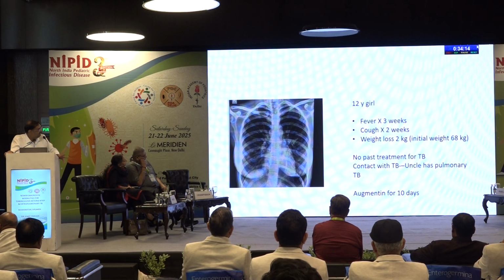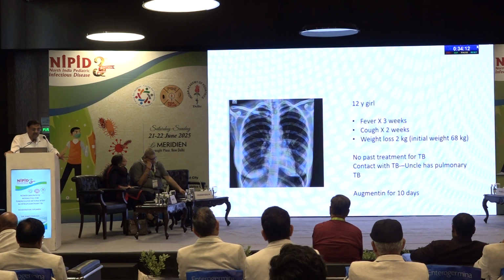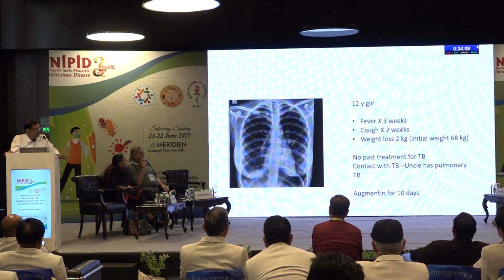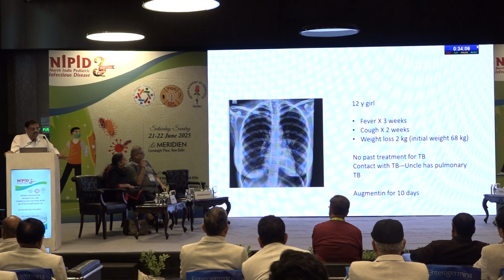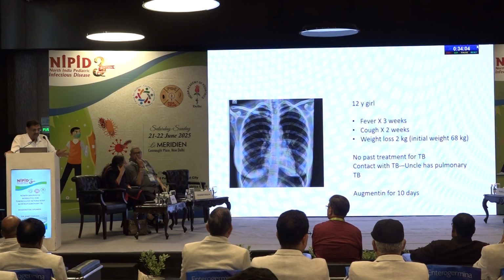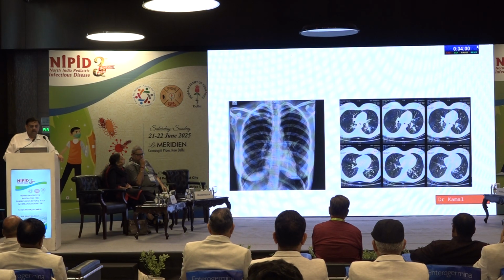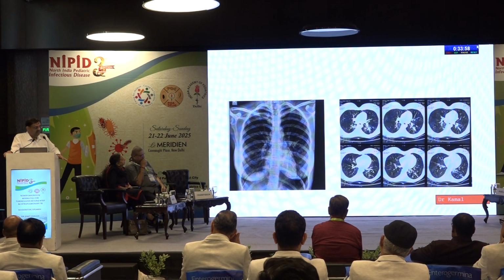There's a contact in the family. So the chacha has pulmonary TB. This is what we know. She already has received a course of amoxicillin-clavulanate for the past 10 days, which hasn't changed any of her symptoms. Right, so the treating pediatrician gets a CT scan of the chest.